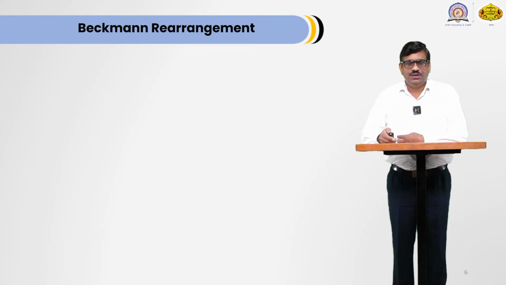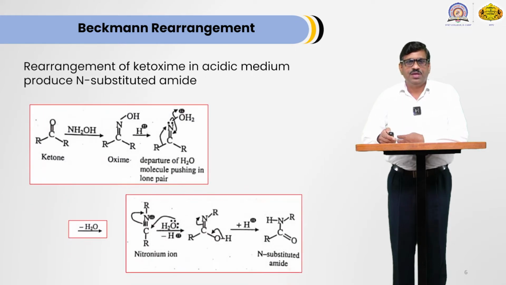Before starting multiple choice questions, we should see some important rearrangement reactions in brief. First is Beckmann Rearrangement. As you already know, Beckmann Rearrangement is the rearrangement of ketoximes. These ketoximes are obtained from ketone. Ketone, when treated with hydroxylamine, forms oxime, and when this oxime is treated with acid, there is formation of N-substituted amide. This is the Beckmann Rearrangement.